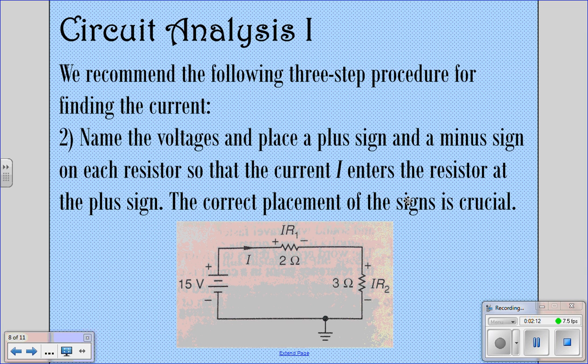Okay, so we're going clockwise for this current. The second step is to name the voltages and place a plus sign and a minus sign on each resistor so that the current I enters the resistor at a plus sign. And it says the correct placement of the signs is crucial. So if we're going this direction, positive and then negative, positive and then negative. It has to enter from the positive side for the resistor.